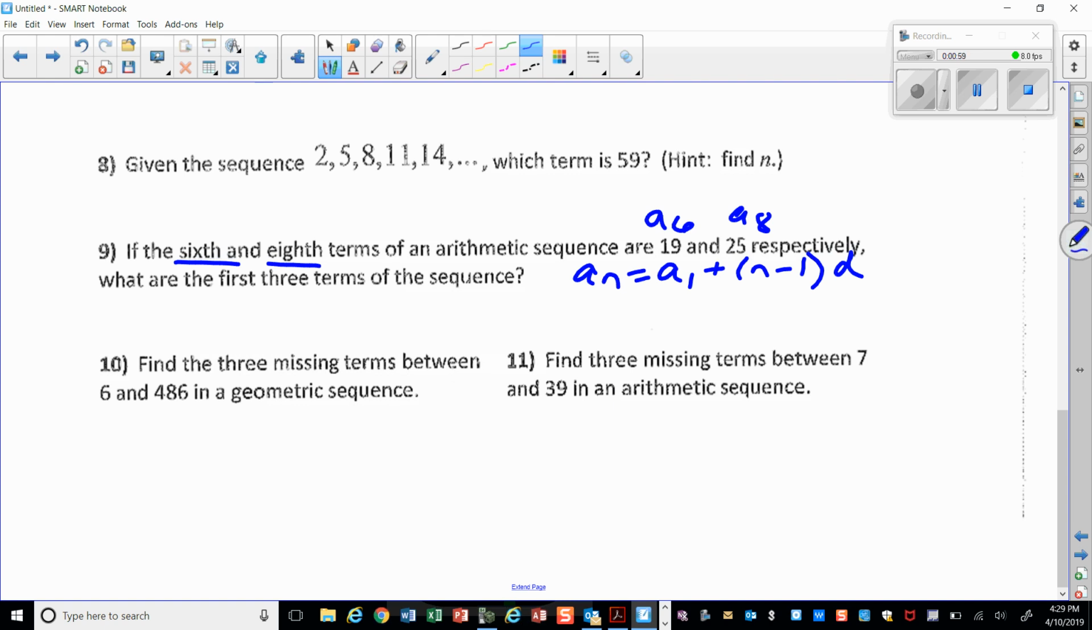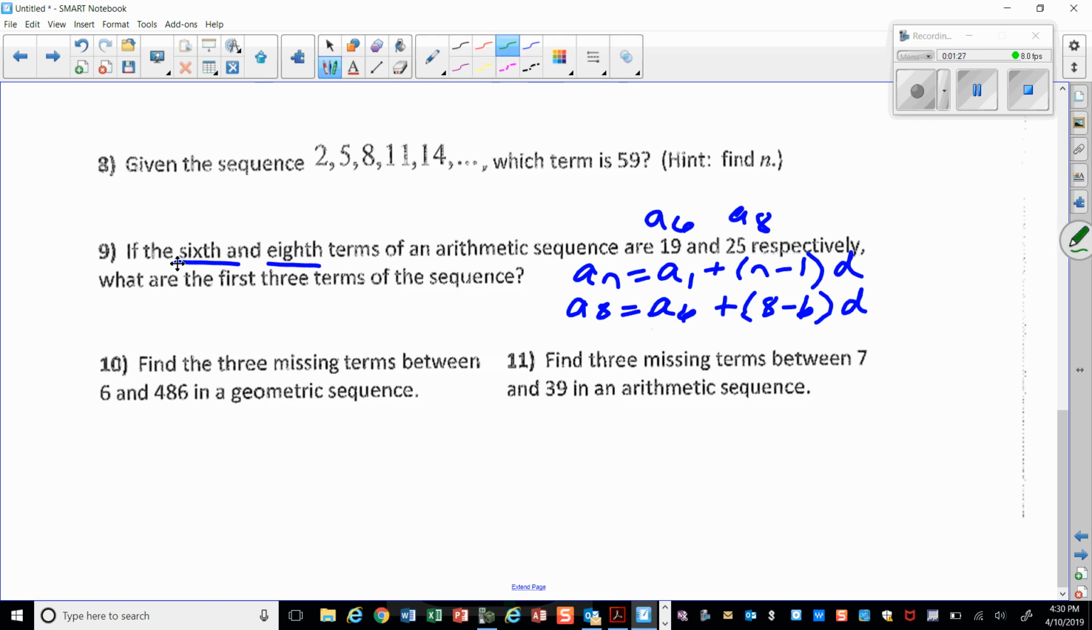So I could say a sub 8 is equal to a sub 6 plus, but now my last term and my first term, the difference between them would be 8 minus 6. That's how that changes, right? So the 1 and the n are now 6 and 8. All right, so we put in numbers.